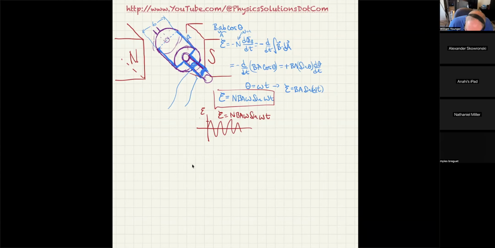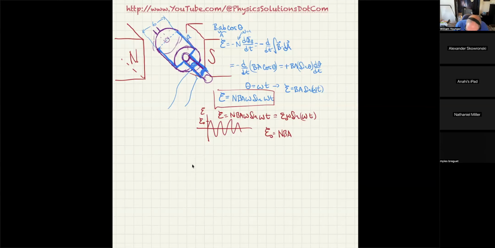The peak voltage we might call E0, in which case this becomes E0 times the sine of omega t, and E0 in this case is N times B times A. Oh, excuse me, E0 times omega. Sorry about that. So it's E0 times omega sine omega t, where E0 is specifically equal to N times B times A. Now, what is that in terms of actual AC voltage?